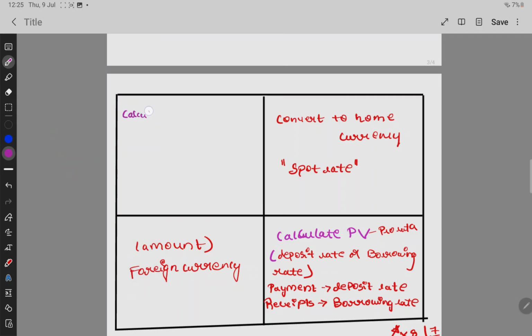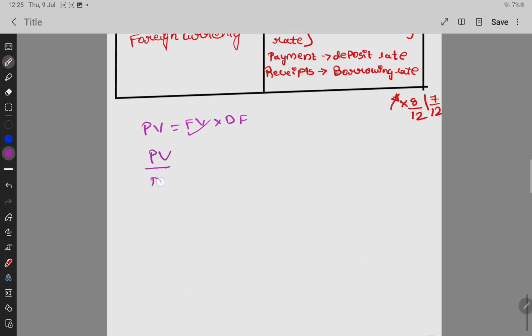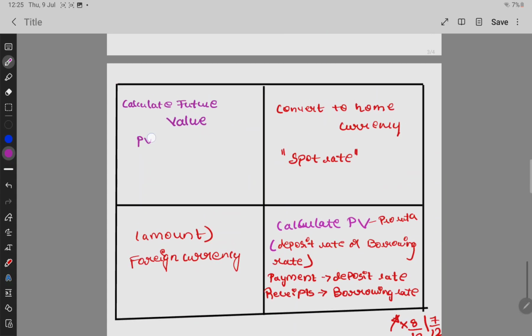Then you will calculate the future value. How do you calculate the future value? Simple. Present value by discount factor. Correct. Present value by discount factor. Getting? Now, again, what discount factor to use? That means, while calculating the discount factor, 1 divided by 1 plus r, which r should I use again here?